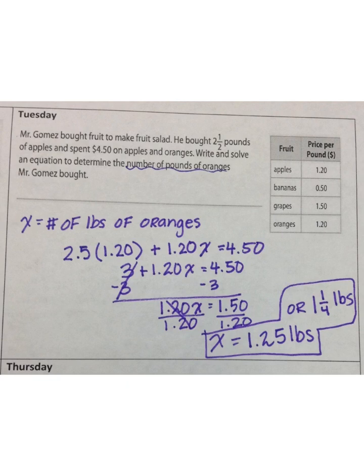Okay, so I first defined my variable. X is the number of pounds of oranges that he bought, because that's what I want to know. So I used the information over here where it told me the price per pound. So first, instead of 2 1/2, the mixed number, I used 2.5, and I multiplied it by $1.20 because that's how much a pound of apples costs, and then I add that to $1.20 times X. Then solve for X by first subtracting 3 on both sides, then dividing by 1.20, and so he bought 1 1/4 or 1.25 pounds.